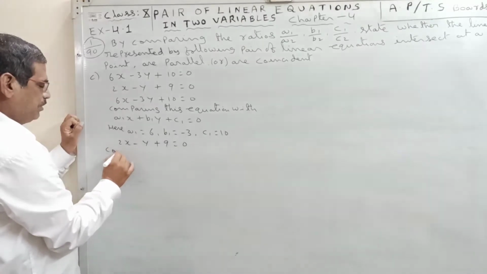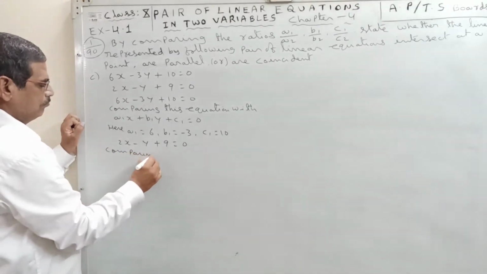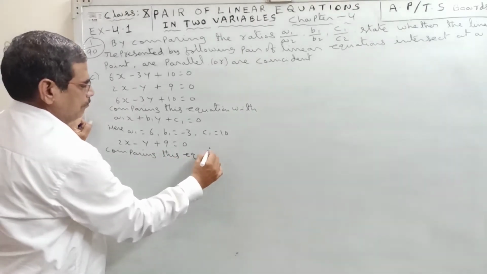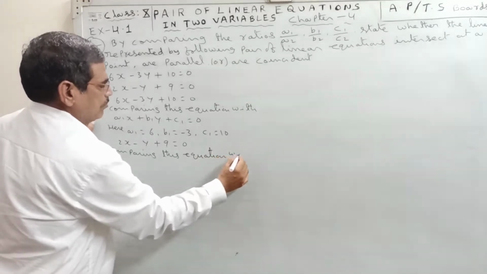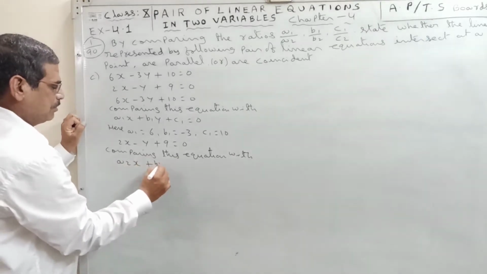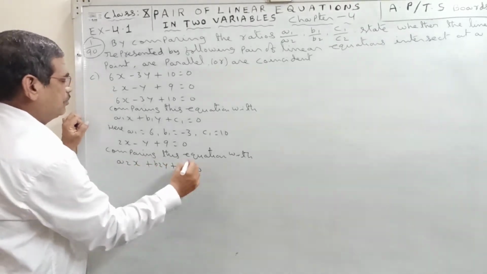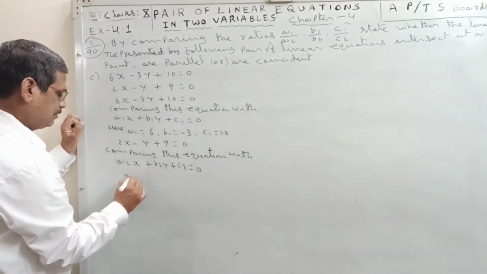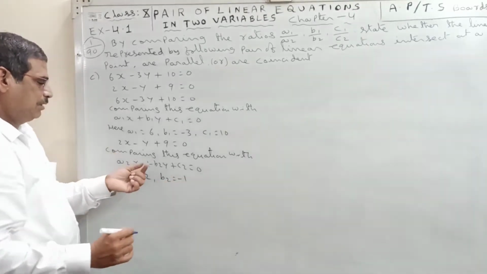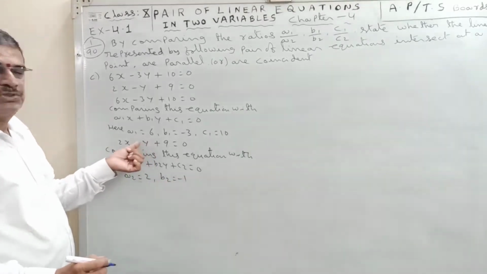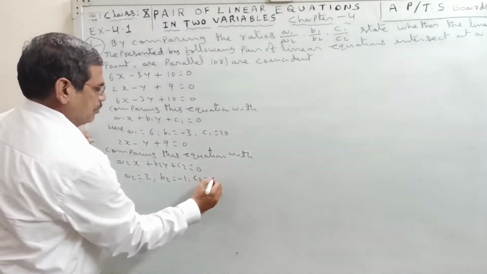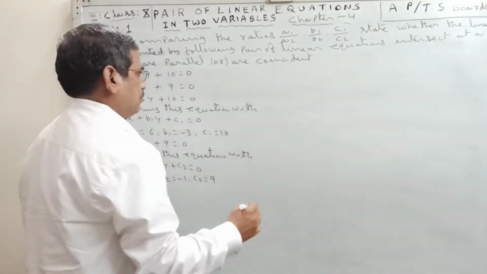Same, comparing this equation with a2x plus b2y plus c2 is equal to 0. Here a2 is equal to 2, b2 is equal to minus 1. Here nothing is written before y, which means 1 is there, so I am writing minus 1. c2 is equal to 9. So these are the values.